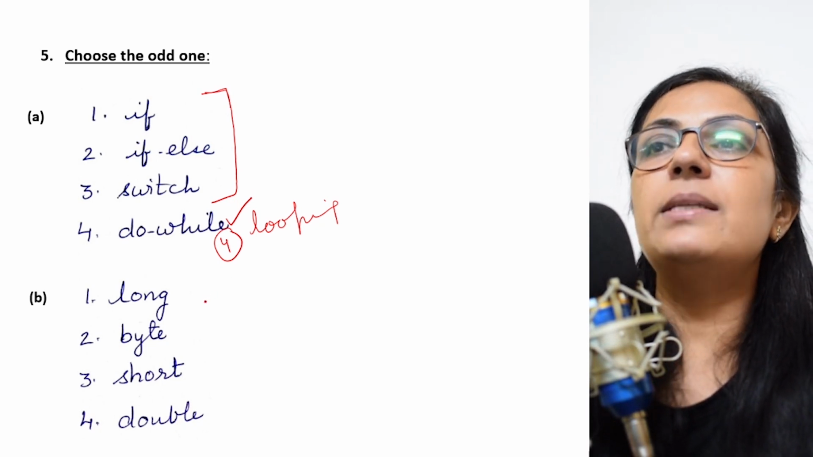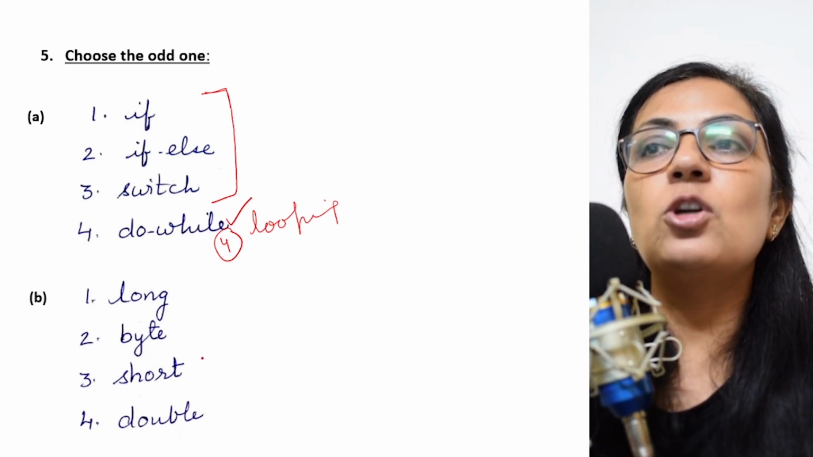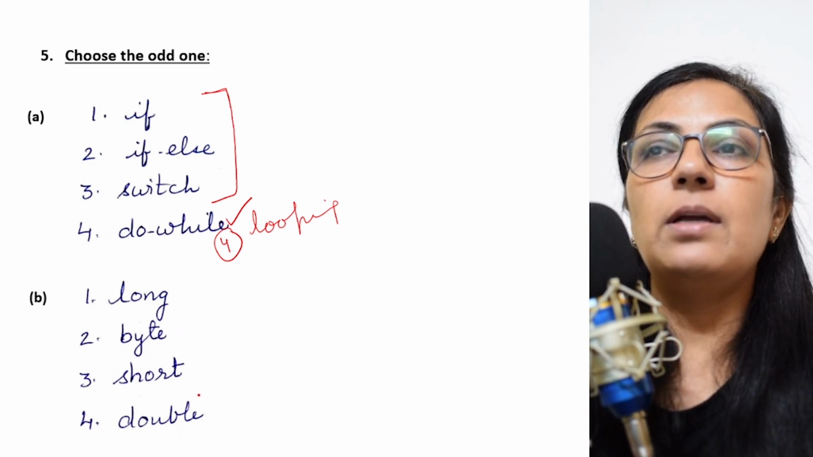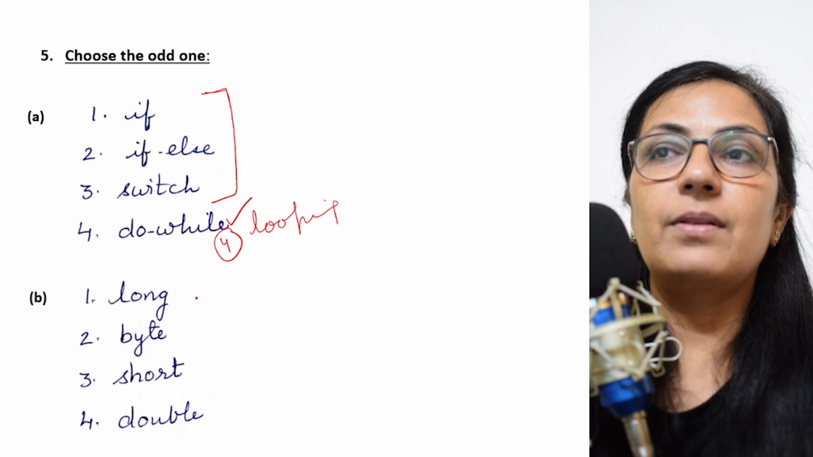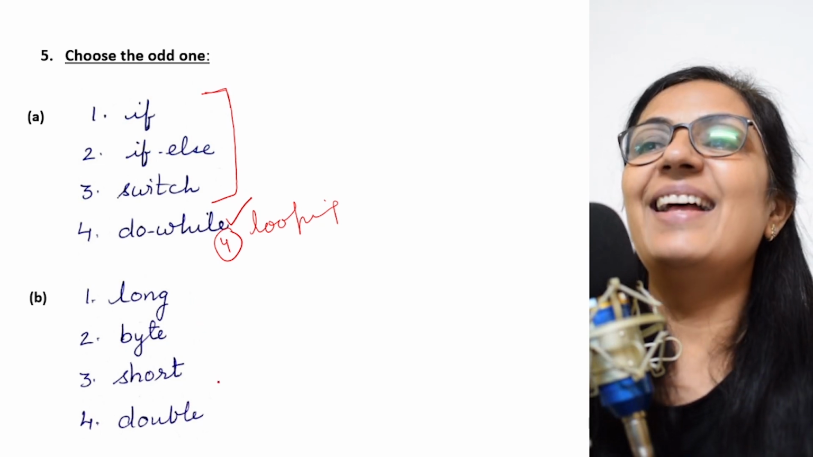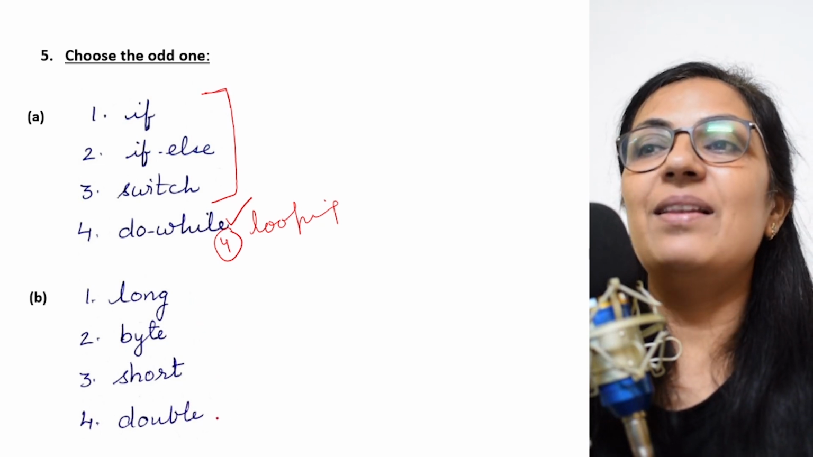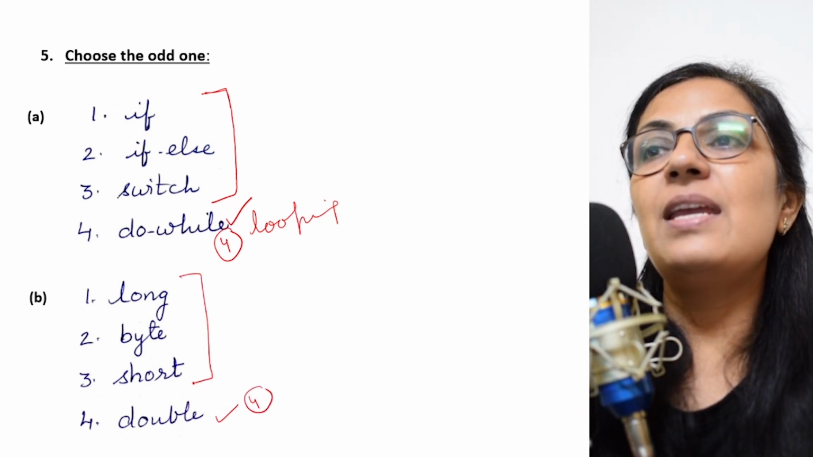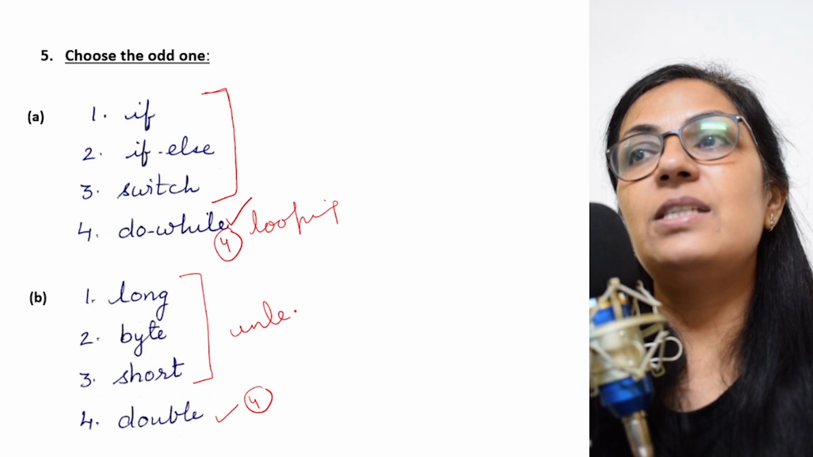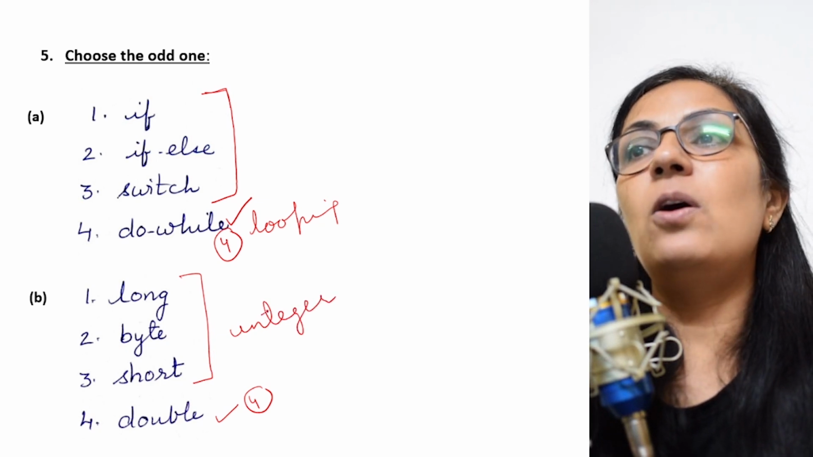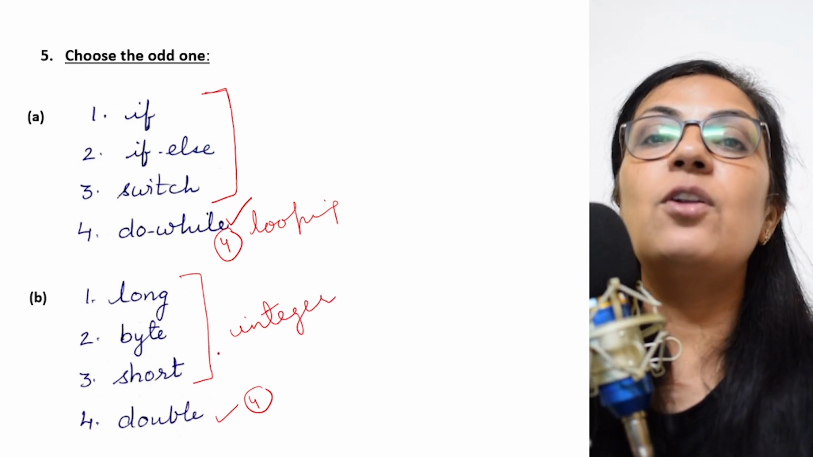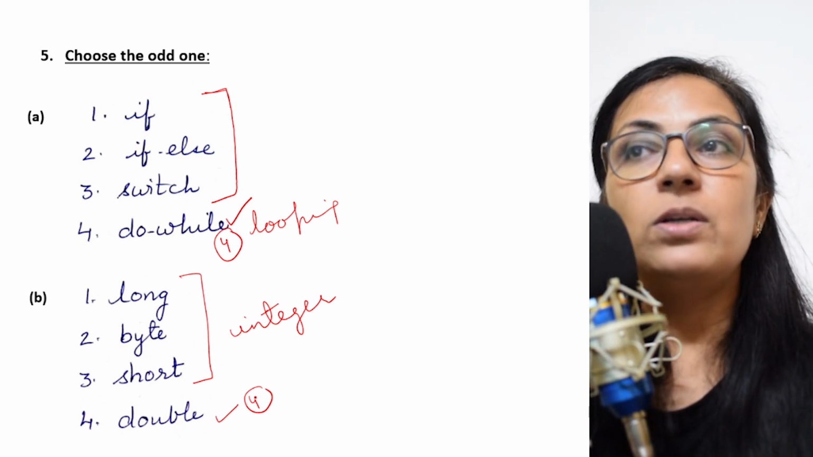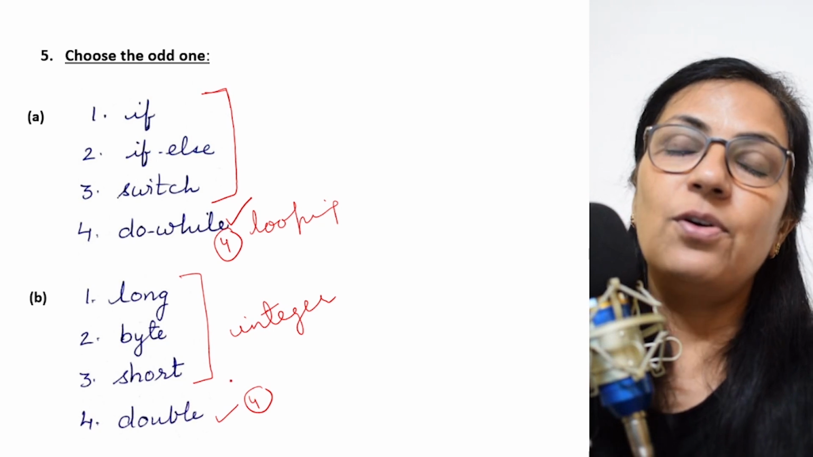The next part is long, byte, short, double. Now here, long, byte, short, double, what do you say? Long? No. The correct answer is double. Why? Because the first three are of integer type, right? All these three data types are of integer type only. So double is the odd one out of these four values.